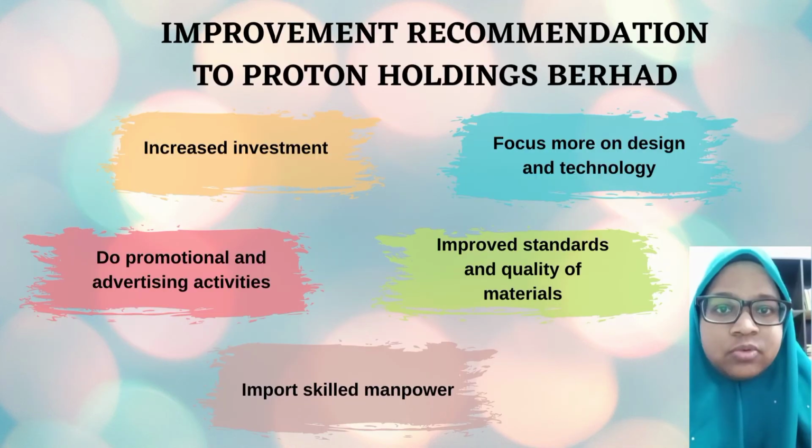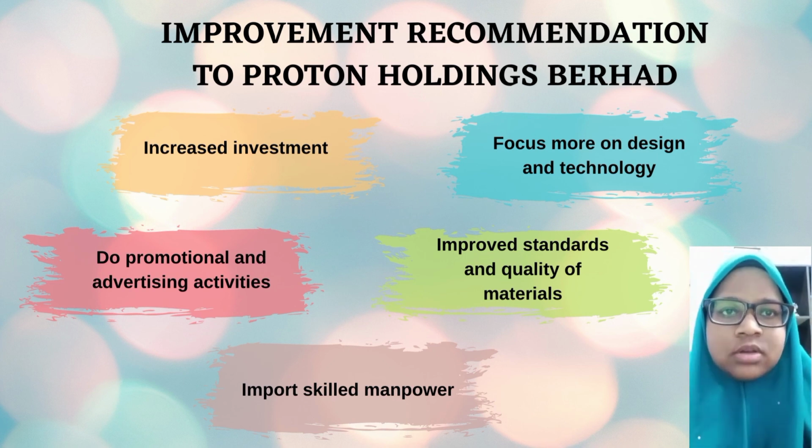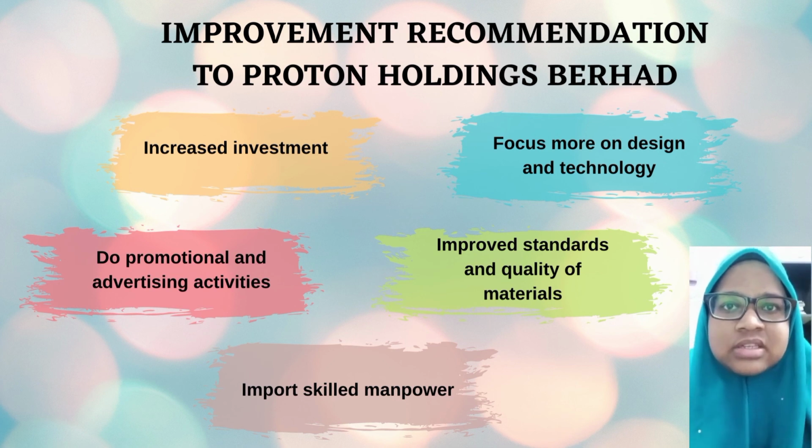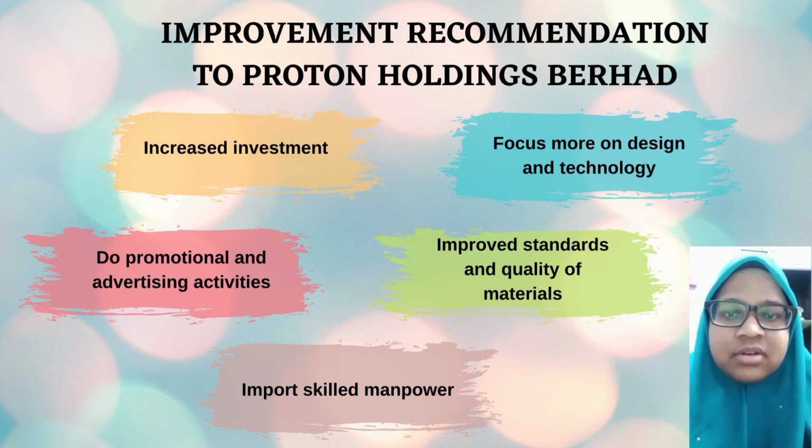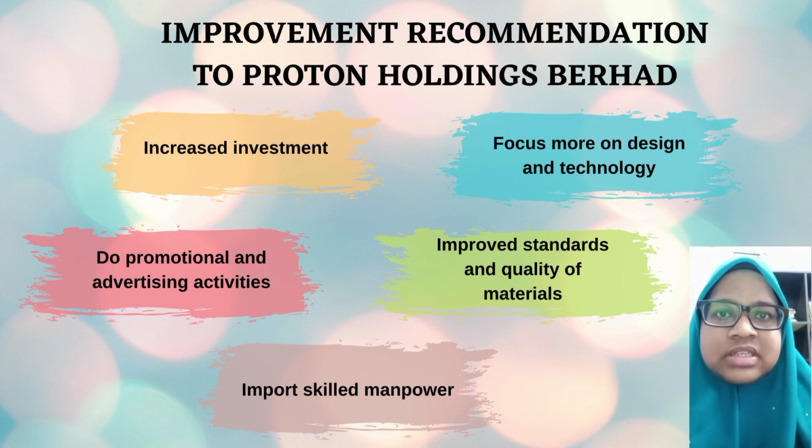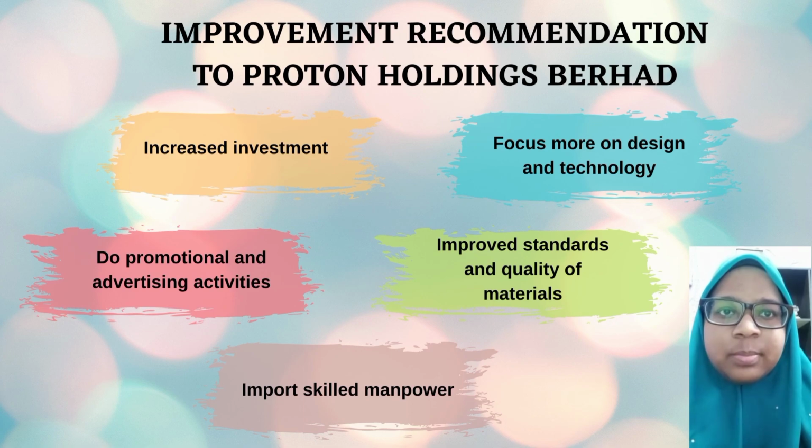Improvements that can be made by the organization in managing the macro environment effectively are: number 1, the company should focus more on design and technology, which are its weaknesses. Number 2, do promotional and advertising activities. Next, improve the standard and quality of materials used, which also drives the company's improvement efforts. The fourth one is that skilled manpower will be needed for the growth of Proton.